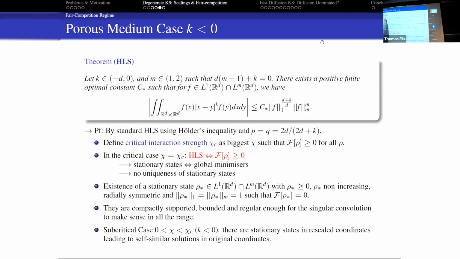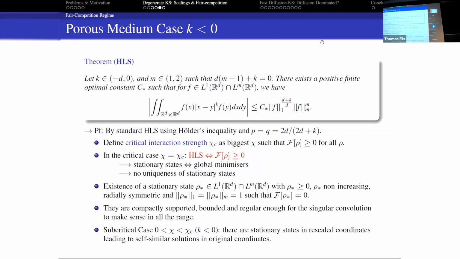Here I'm always working with k negative for the time being. If k is between minus dimension and 0, you have the double convolution with the singular kernel, and you can bound this in terms of, in the standard HLS inequality, the L^p norm of f with that exponent, and he was able to find the critical constants and the optimal constants of that. That's the famous paper of Lieb.